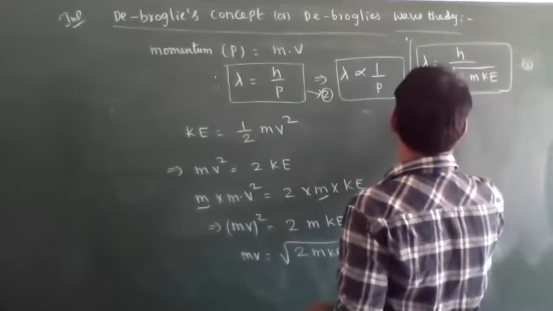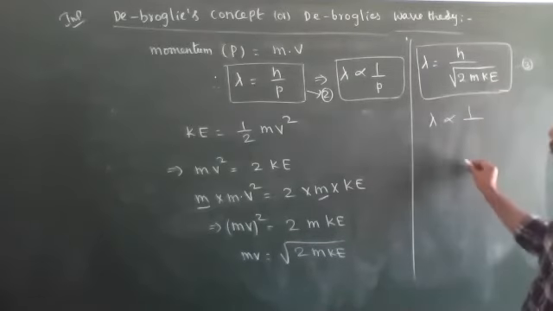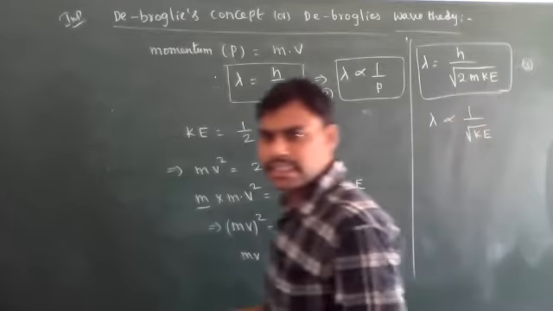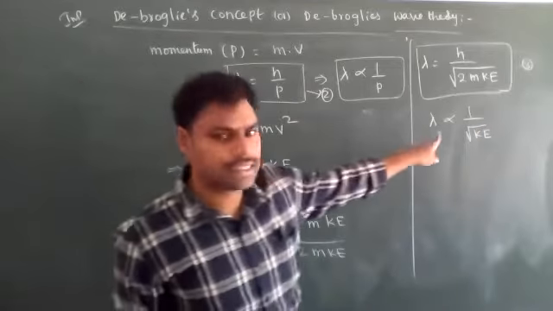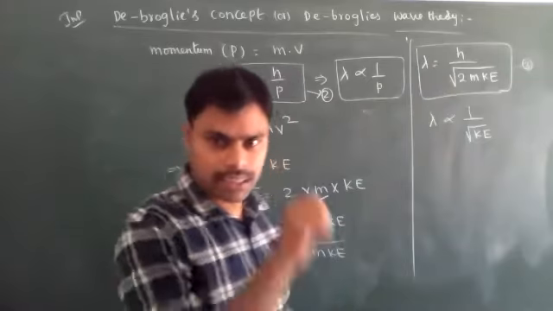In this case, the wavelength is inversely proportional to the square root of kinetic energy. If kinetic energy increases, then the wavelength decreases. That is another relation from this equation.